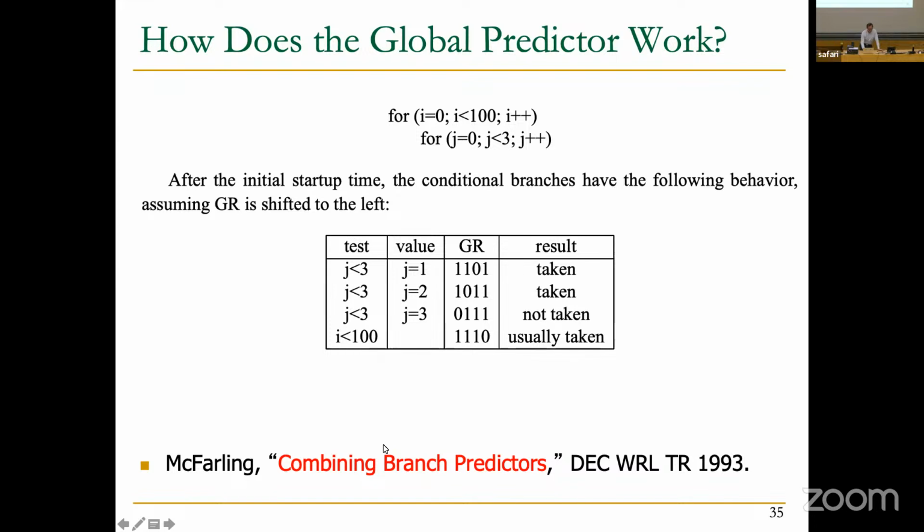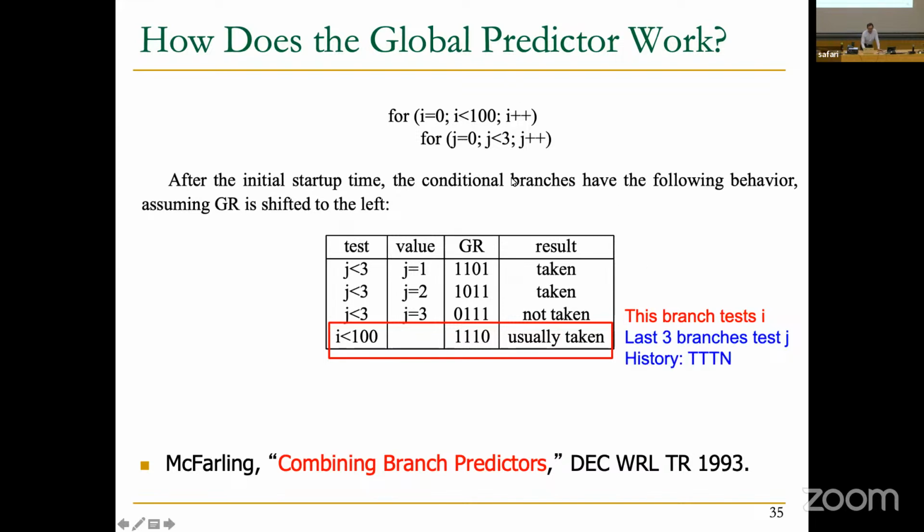Basically, the paper that I assigned you says, after the initial startup time, the conditional branches have the following behavior. Assuming a global history register, it is shifted to the left. So let's take a look at the last instance over here, the outer loop branch. It's testing whether i is less than 100. It's usually taken, as you can see, because you exited only in the 100th instance, right? So this branch tests i. The last 3 branches test j. And the history of the last 3 branches is actually taken, not taken, right? And the prior branch is testing i, so that's taken. So the last 4 branches are really taken, not taken.